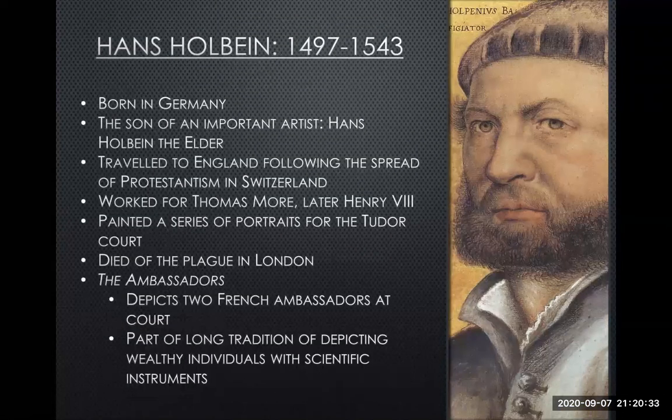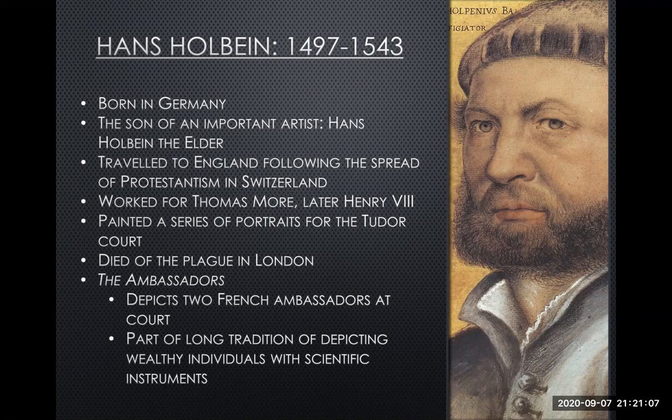Okay, so one of the big artistic figures of this period of the Renaissance is Hans Holbein. He's born in Germany. He is known as Hans Holbein the Younger because his father was Hans Holbein the Elder. He ends up traveling to England and working at the court of Henry VIII, following the spread of Protestantism in Switzerland. He works for Thomas More, then he works for Henry VIII. Henry VIII actually executed Sir Thomas More, which is another story for another day. But Holbein ends up painting a series of portraits for the Tudor court. He does unfortunately end up dying of plague in London.